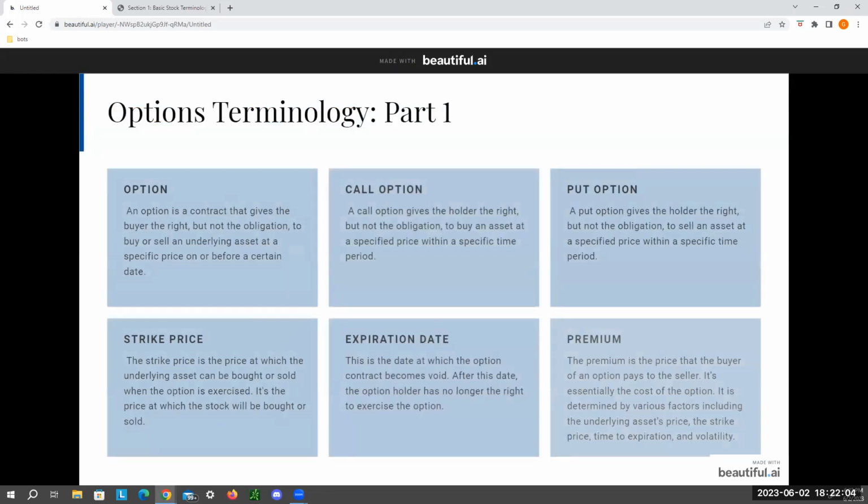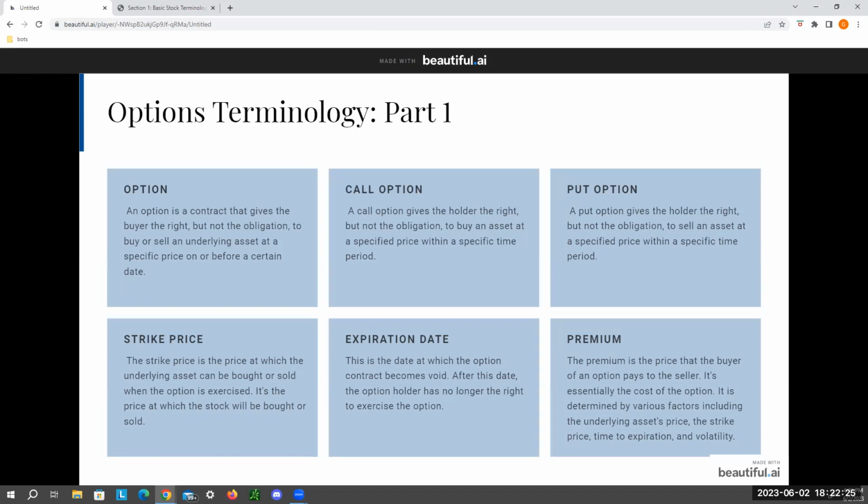So, options terminology, part one. You guys are going to need to either write these down or memorize them, however you want to do it. These are very important terms. I know I went over them already, but you have to remember them. So the option gives the buyer the right, but not the obligation, to buy or sell the underlying asset at a specific price on or before a certain date.